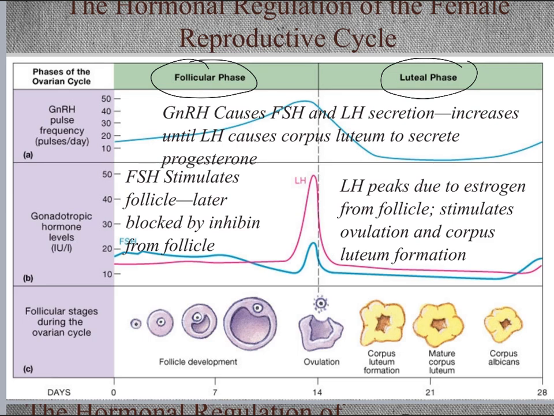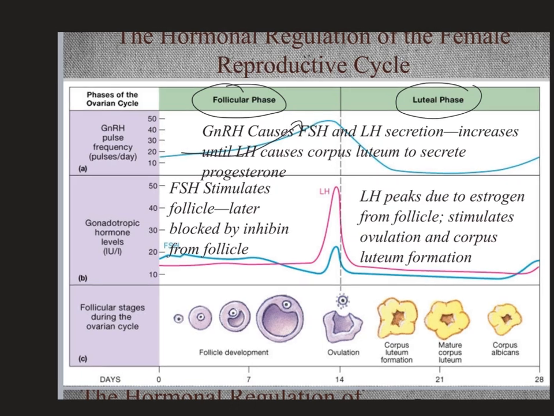So we see that gonadotropin releasing hormone, we see pulses. So we see a huge surge or pulse right here at around day 14. So what's happening right before day 14? So gonadotropin releasing hormone causes FSH and LH secretions to surge, and this is going to surge until luteinizing hormone causes a corpus luteum to secrete progesterone. We'll talk about what progesterone does in a little bit.